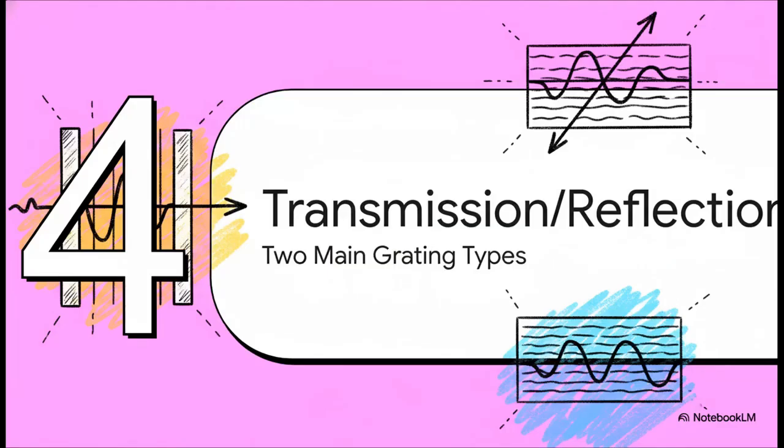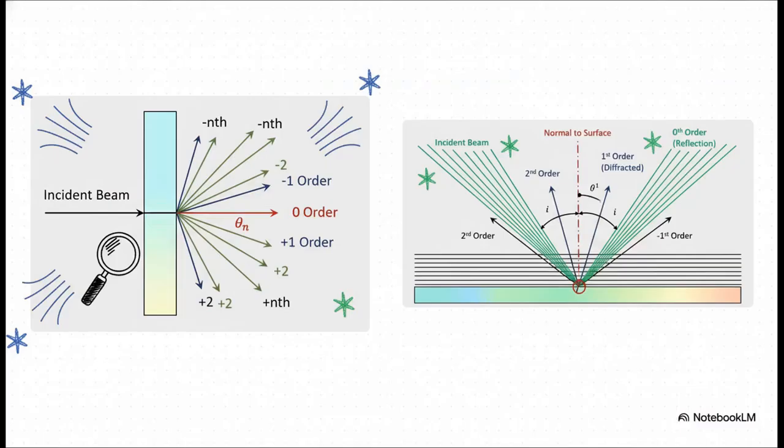Now, not all gratings are created equal. They generally come in two main flavors, and the one you choose really depends on your application, specifically whether you want light to pass right through the device or bounce off its surface. And this slide shows the two types perfectly. On the left, you've got a transmission grating. Think of it like a series of tiny parallel windows.